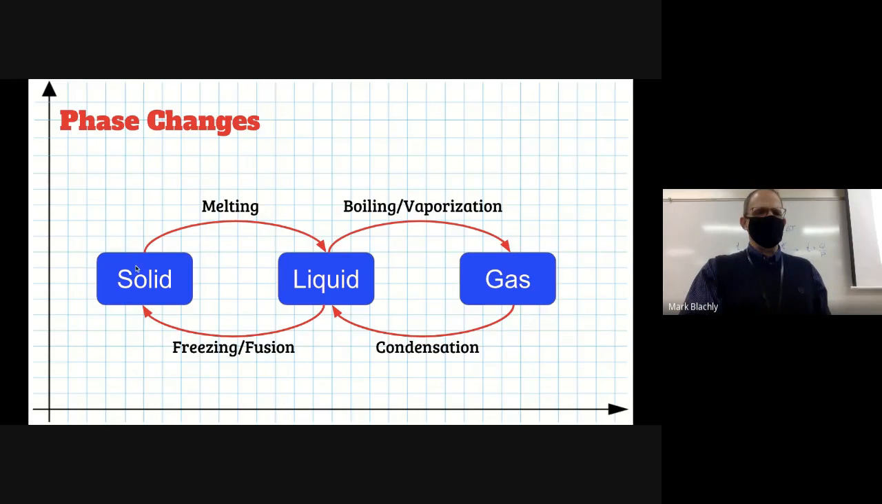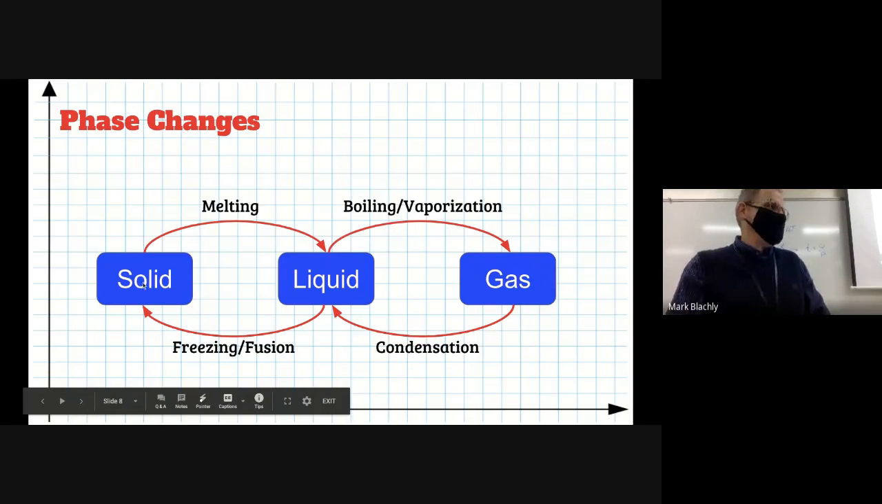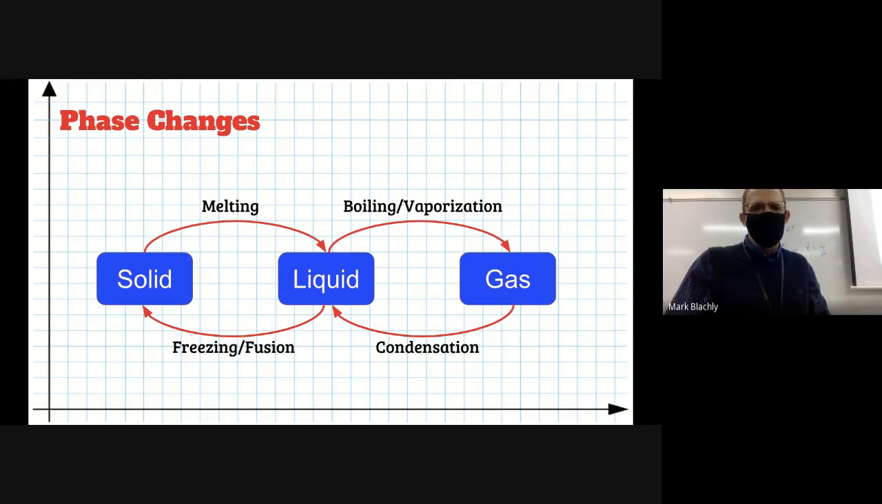Now, there's a couple of special ones I don't have on here. Does anybody know what you call it if you go from a solid directly to a gas? Anybody remember that from chemistry? No, that's solid to gas. It's called sublimation. So dry ice: at certain temperatures and pressures, some substances can go directly from a solid to a gas. And that's called sublimation. And if you go from a gas directly to a solid, that's called deposition. But you don't need to know that. That's just for fun.